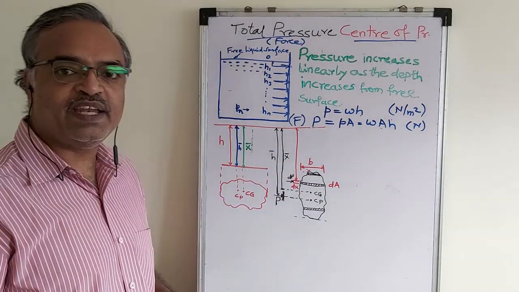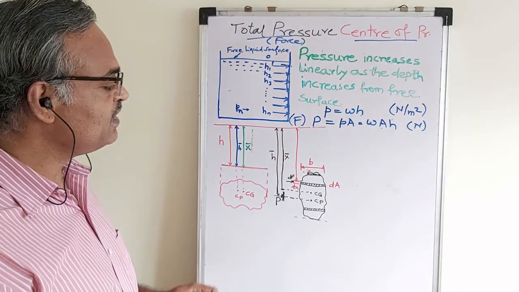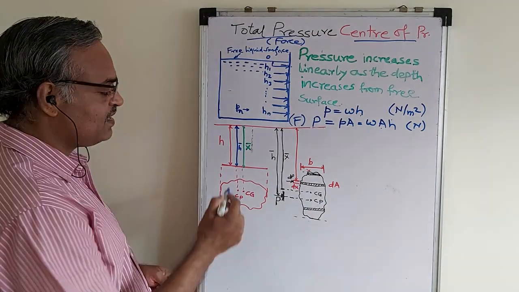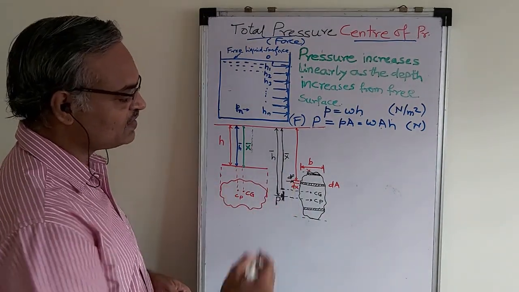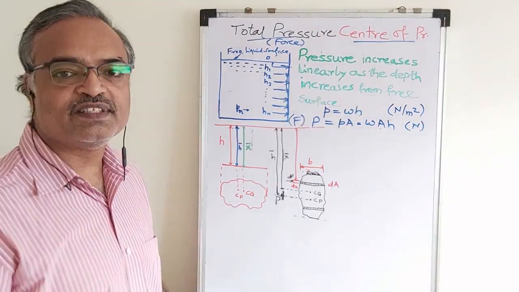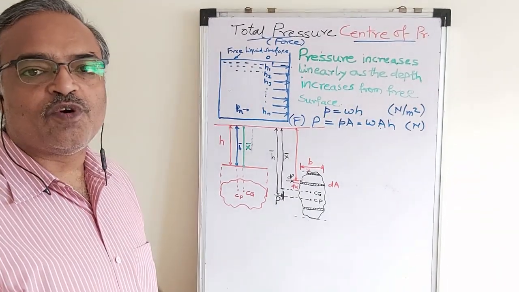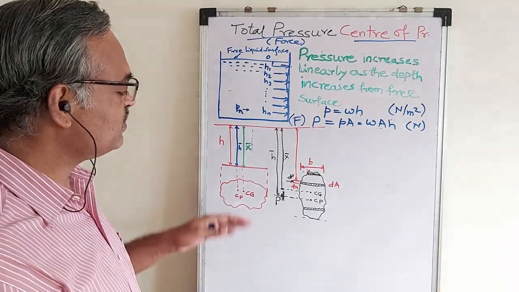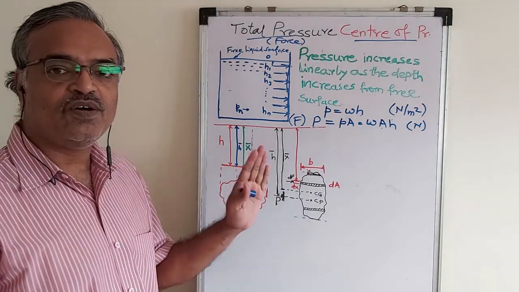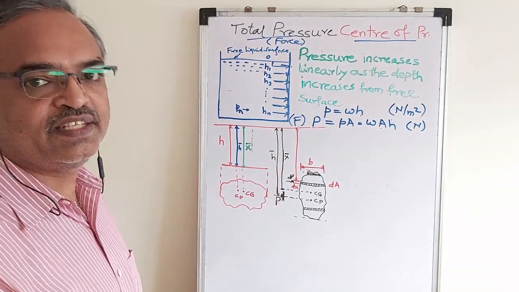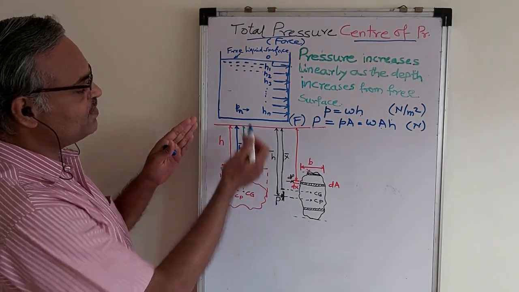We can position any body, regular or irregular shaped, in three positions: like this, horizontal position; like this, vertical position; and the third one, inclined position. So let us try to derive the equation for total pressure on the surface, which is either horizontal, vertical or in inclined position. As we can see here, this case is similar to this.